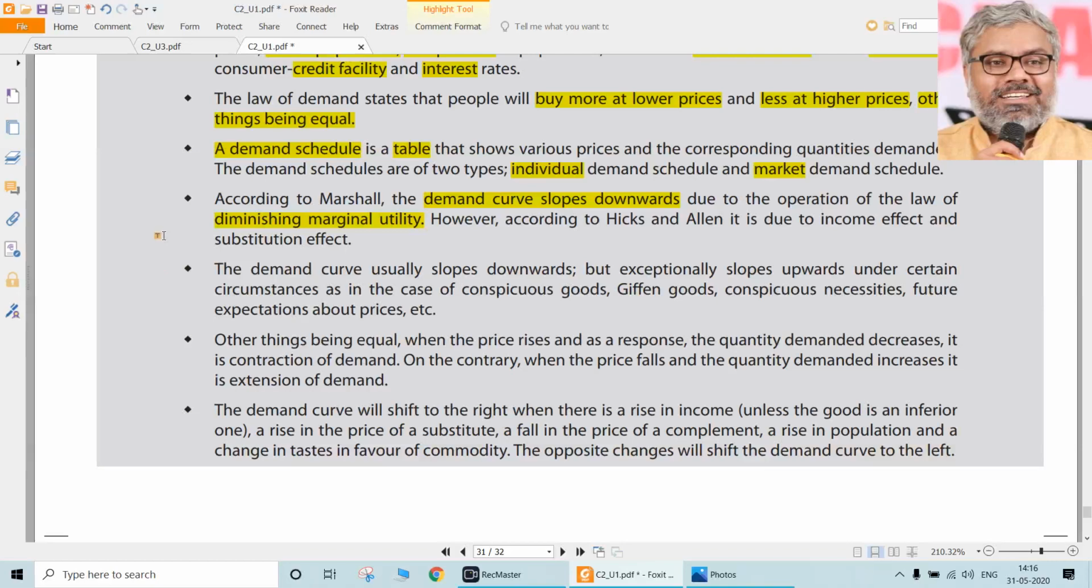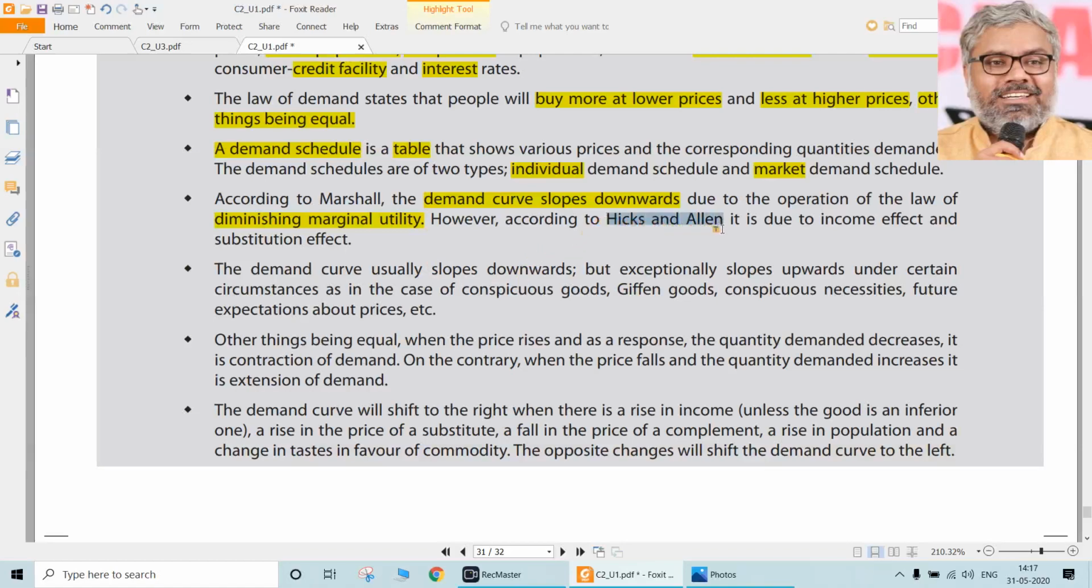That's what the law of demand actually is. But why does the law of demand occur? Why is the law of demand actually fulfilled? According to Marshall, it happens because of the law of diminishing marginal utility. It is not because of other factors, it is because of the law of diminishing marginal utility. The demand curve slopes downwards according to Marshall. That is his contention, which is right. We cannot say he is wrong. But he may not be telling the entire story.